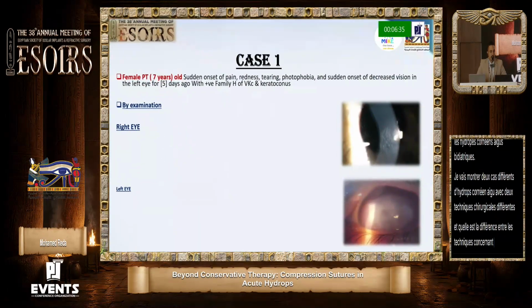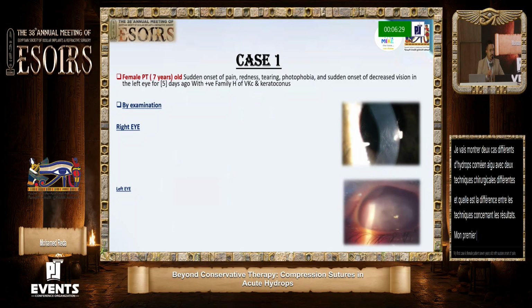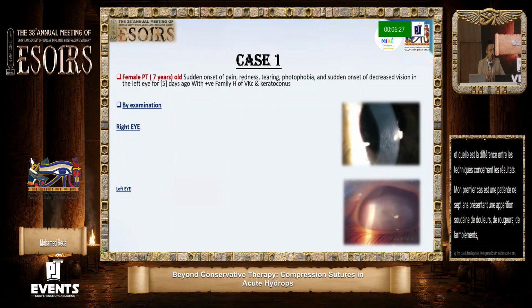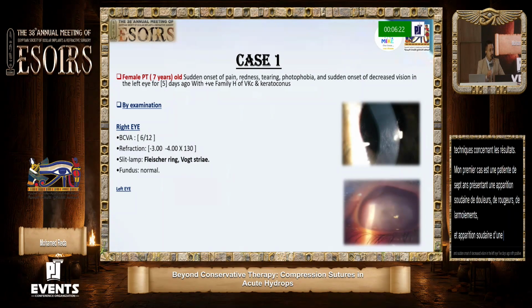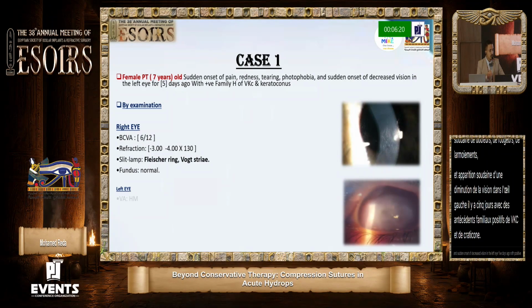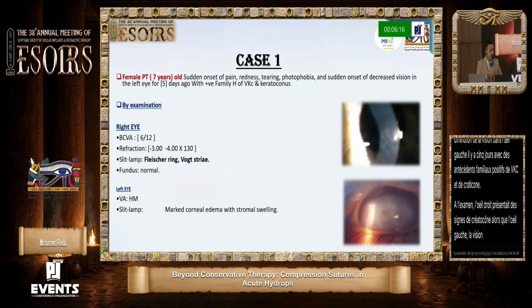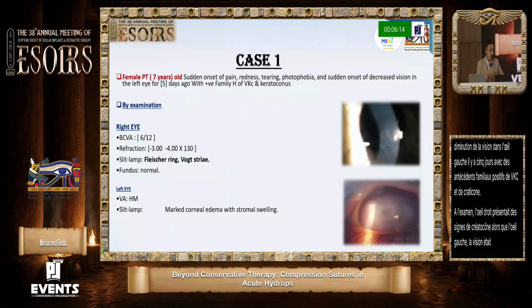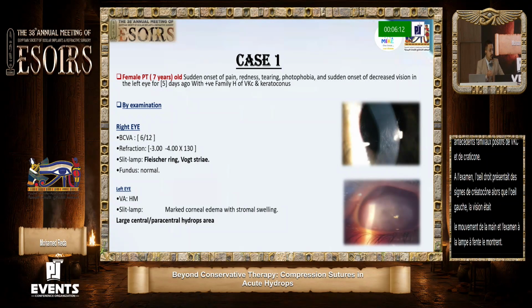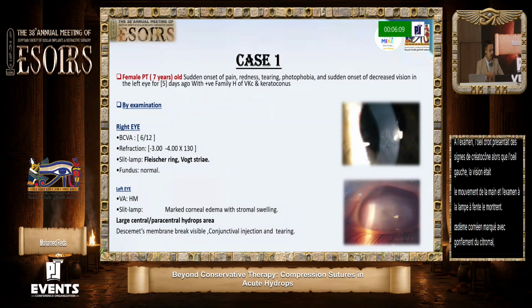My first case is a female patient, 7 years old, with sudden onset of pain, redness, tearing, and photophobia, and sudden onset of decreased vision in the left eye 5 days ago, with positive family history of VKC and keratoconus. By examination, the right eye showed signs of keratoconus, while in the left eye the vision was hand motion, and slit lamp examination showed marked corneal edema with stromal swelling, a large central and paracentral hydrops area. Descemet's membrane break was visible to me, and the fundus was not visible due to edema.